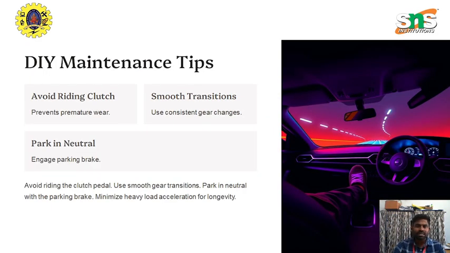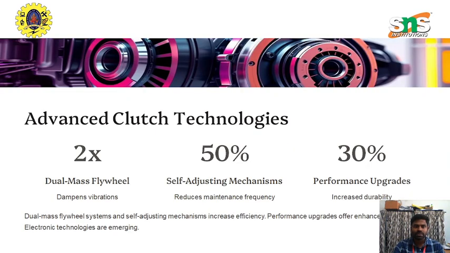What are the maintenance tips that we have to follow? Avoid riding the clutch, which prevents premature wear and gives smooth transmission, and use neutral when parking. These are a few basic tips a driver has to follow to maintain the vehicle in good condition. We also have advanced technologies like dual mass flywheel, self-adjusting mechanisms, and performance upgrades. With that we can restore the actual performance of automobile clutches.